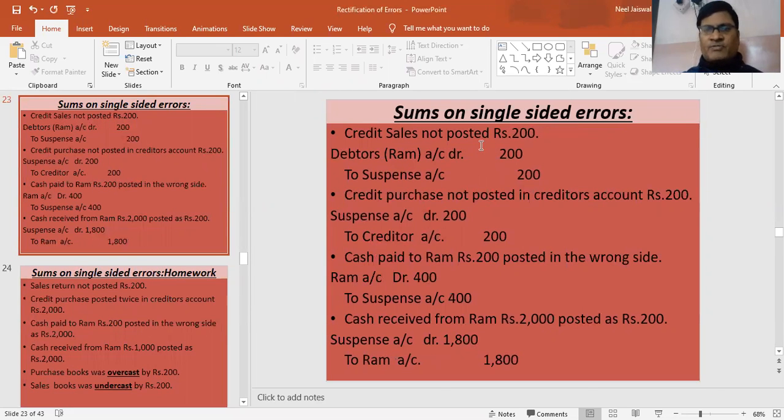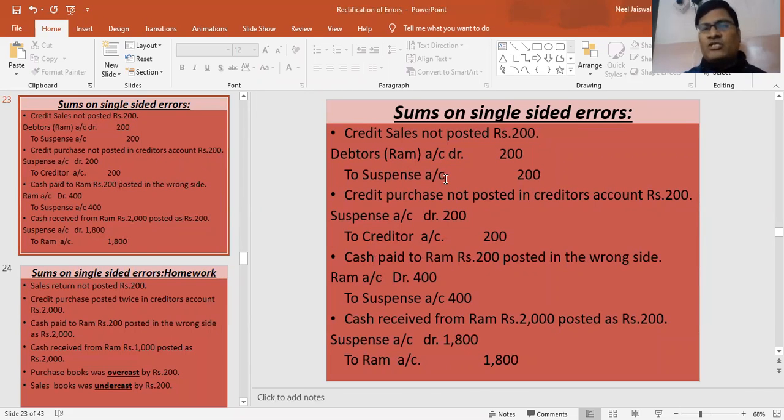Now see this type of sums, a different type. Credit sales not posted. It is written over there, credit sales not posted. In which account is it not posted, the sales account or the party account? Nothing is mentioned, as I was talking about last time, so we have to debit the party only. In this case, not posted to RAM account, suppose, so it will be RAM account debit. If no name is given, then debtors account debit to suspense account.